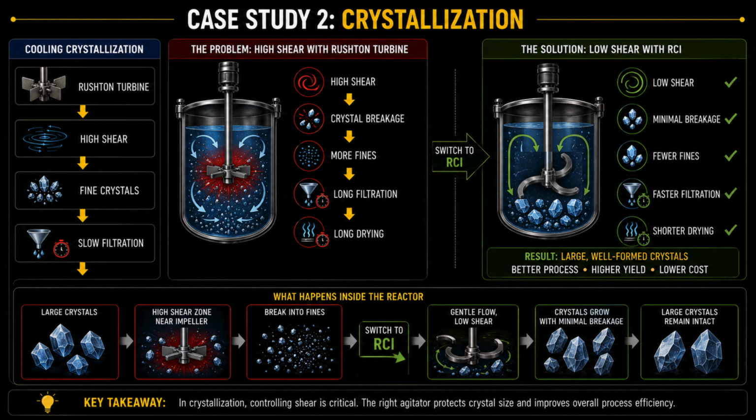Now consider a cooling crystallization process. The objective is to produce large, well-defined crystals. But instead, the plant produces excessive fine particles. Filtration becomes slow. Drying takes longer. What happened? The agitator generated too much shear. As crystals grew, they continuously collided with the high shear zone near the impeller and fractured into smaller particles. Using a retreat curve impeller, or another low shear design, allows crystals to grow with much less breakage. The result is larger crystals, faster filtration, and shorter drying time.